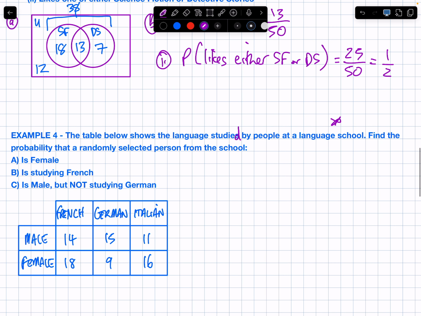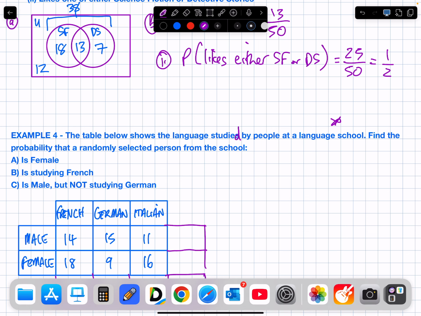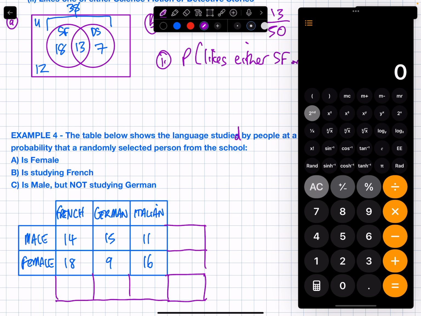So if I extend this out, and there's going to be a final total there. If I was to add 14 and 18, what is that finding? 14 add 18 is how many people do? Good. 15 and 9. How many people do?